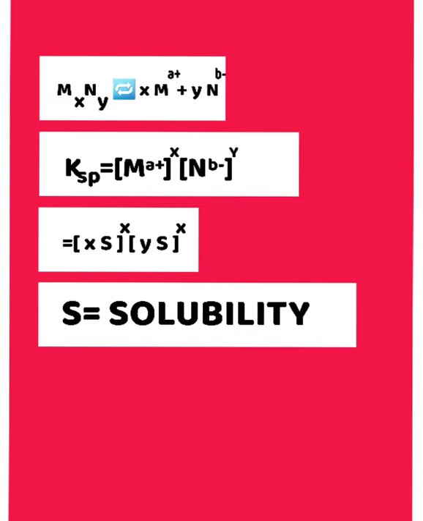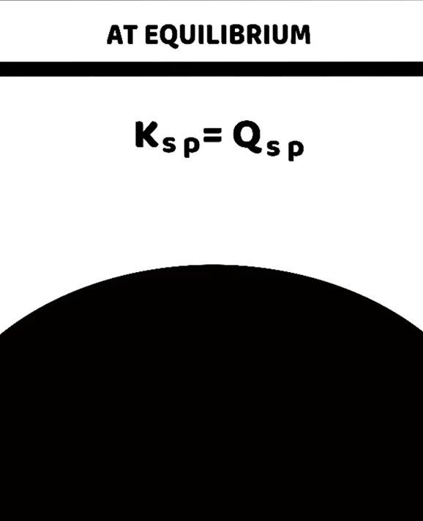Thus, for any general reaction MxNy in equilibrium with xM^a+ and yN^b-, Ksp is given as the concentration of M^a+ raised to x multiplied by the concentration of N^b- raised to y. These concentrations can be represented by capital S, where S is called the solubility.